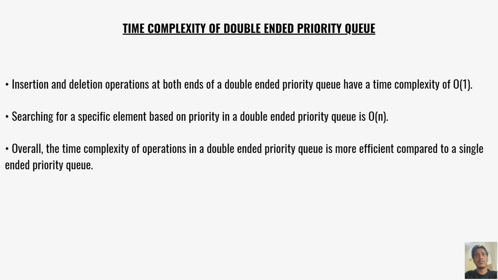Time complexity of double-ended priority queues. Insertion and deletion operations at both ends of a double-ended priority queue have a time complexity of O of 1. Searching for a specific element based on priority in a double-ended priority queue is O of n. Overall, the complexity of operations in a double-ended priority queue is more efficient compared to single-ended priority queues.